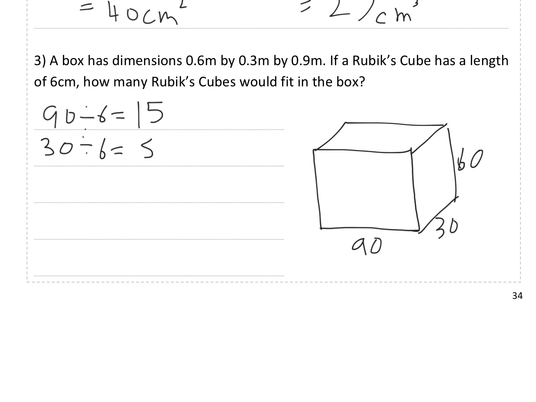How high can it go? Well, how many times does 6 go into 60? And the answer is 10. So how many cubes could you get in? You could get 15 by 5, which is 75, times that by 10, which is 750. So a lot.